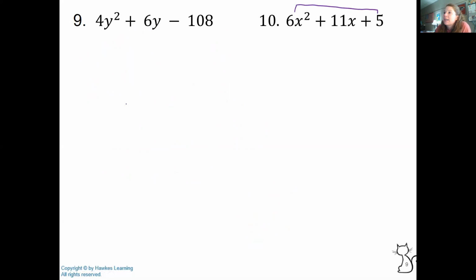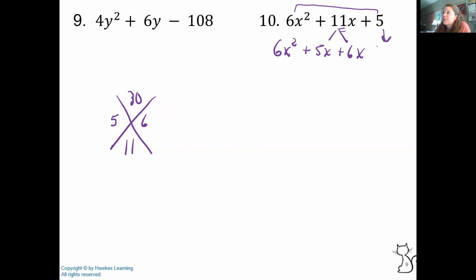6 times 5 is 30. We're looking for a product of 30 and a sum of 11. So factors of 30 are 1 and 30, 2 and 15, 3 and 10, 5 and 6. 5 plus 6 is 11. Yep. So we're going to bring down our first term, divide up that middle term into 5x and 6x, and we bring down the last term. It doesn't matter what order you put those two middle ones in.